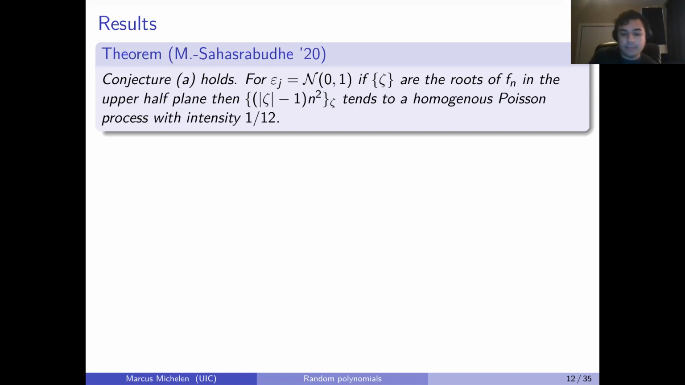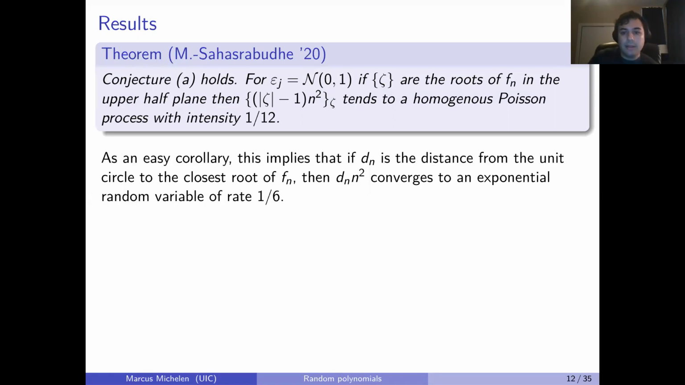So in particular, this says if I look at the nearest distance from a root to the unit circle, that'll converge once I rescale by n squared to an exponential random variable. And we can compute the rate of this just directly from the Poisson process above. So this says typically you have a root on the order of 1 over n squared away from the unit circle.